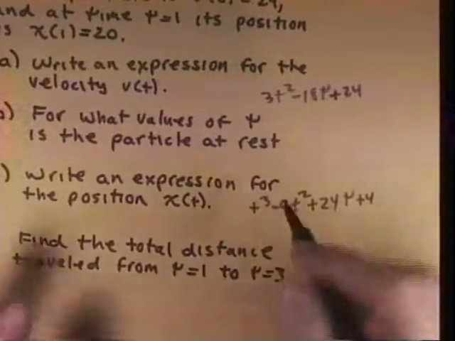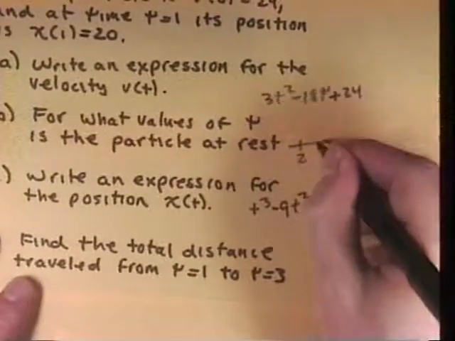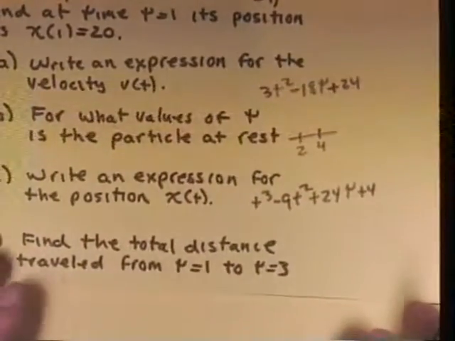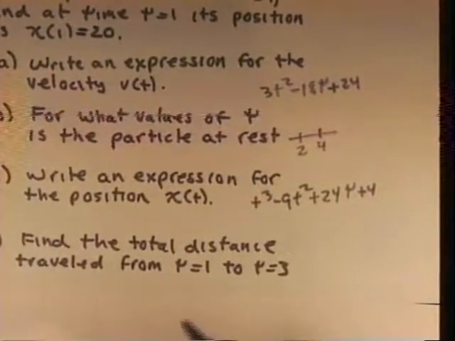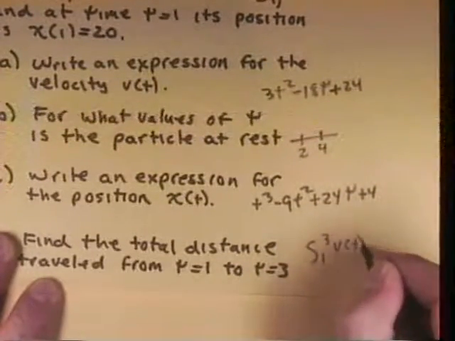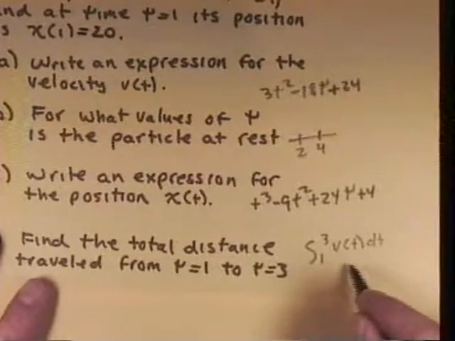Before we start, we knew that the particle was at rest. The velocity was equal to 0 at t equals 2 and t equals 4. Exactly. Hey, Booker, if we just integrate the velocity from 1 to 3, what you would get would be the change in position.